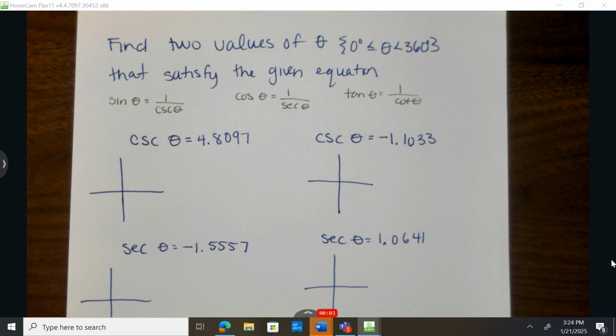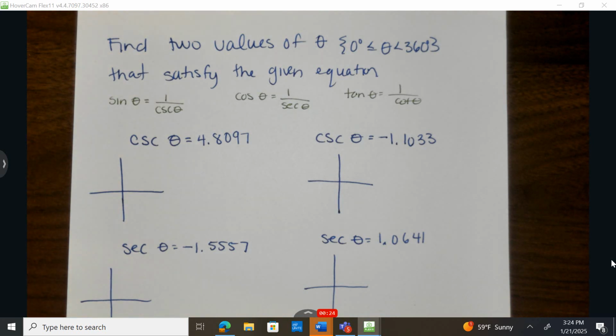Find two values of theta between 0 to 360 that satisfy the following equations. Keep in mind that the sine of theta is equivalent to 1 divided by the cosecant. The cosine of theta is equal to 1 divided by the secant. And finally, the tangent of theta is equal to 1 divided by the cotangent.